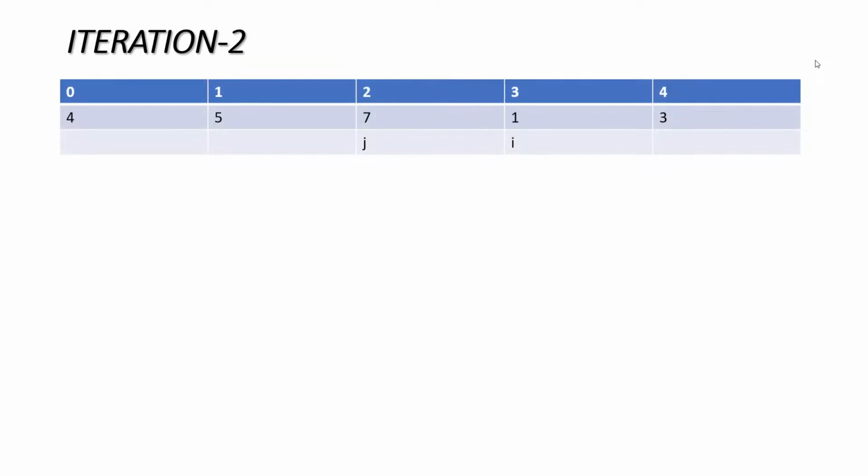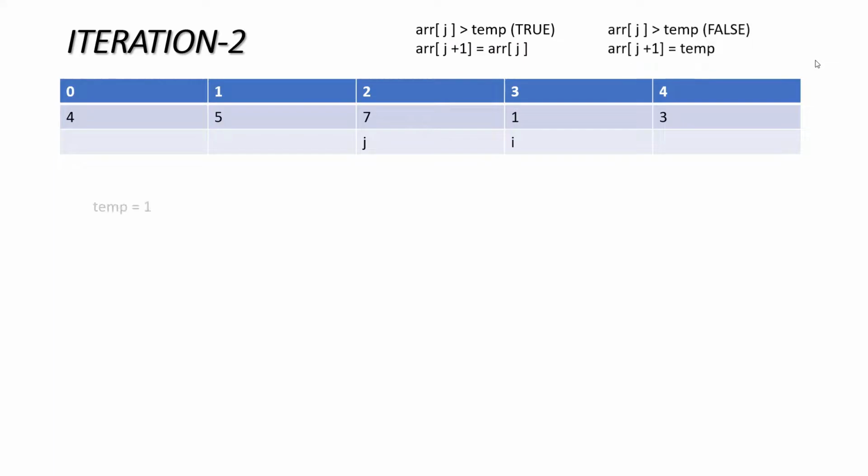In iteration 2, the elements in the indexes 0, 1, 2, 3, 4 are 4, 5, 7, 1 and 3. Now remember one thing, after the completion of every iteration I am incrementing i. In the previous iteration i was at second index, now i is at third index and I have to copy the element in i index to the temp. Now the temp is equal to 1. Then I have to initialize j with i minus 1. Now j is at second index.